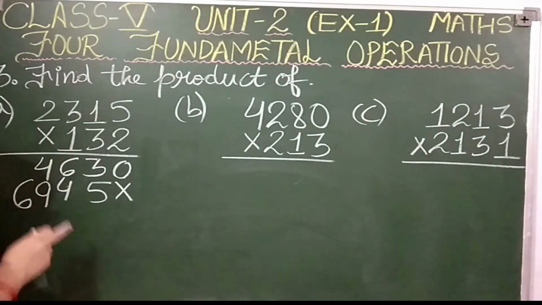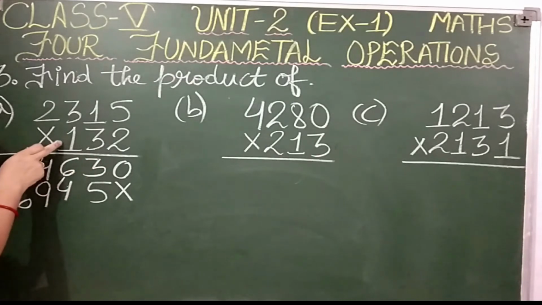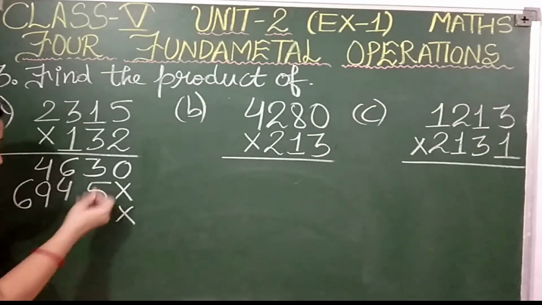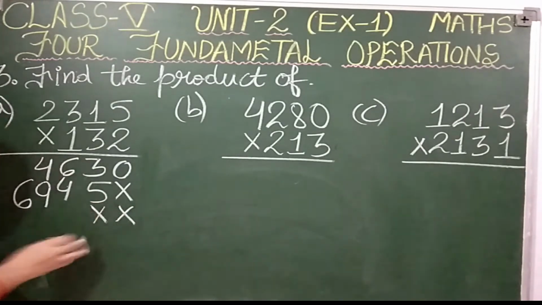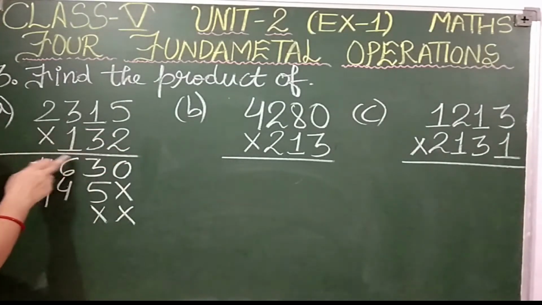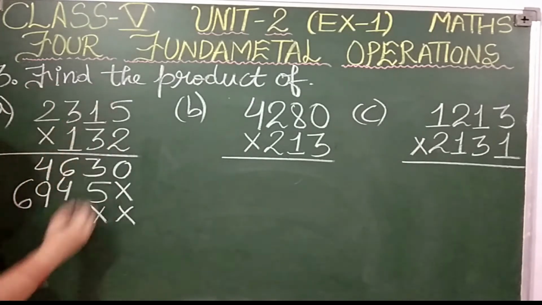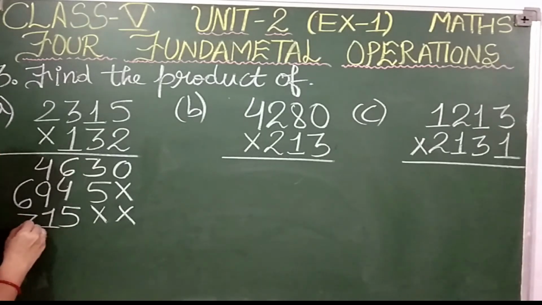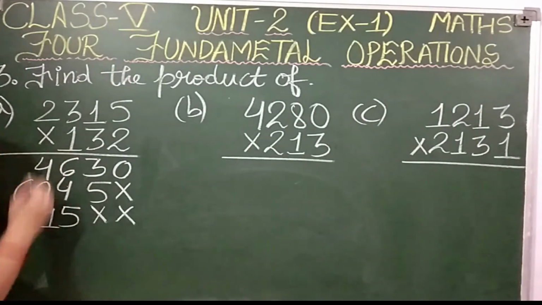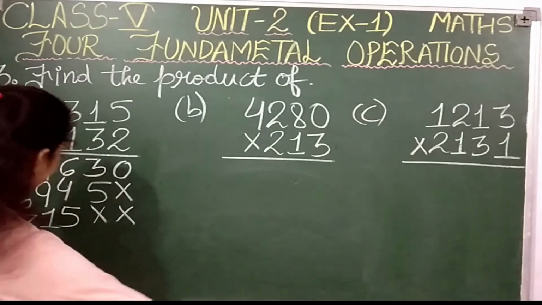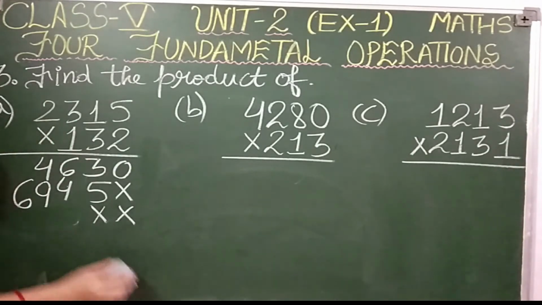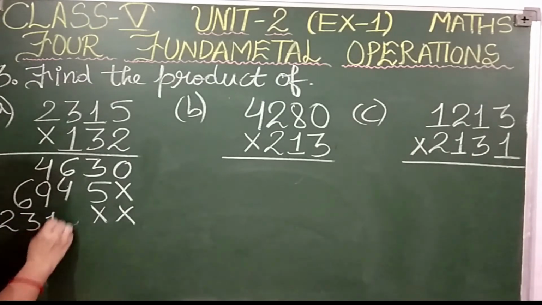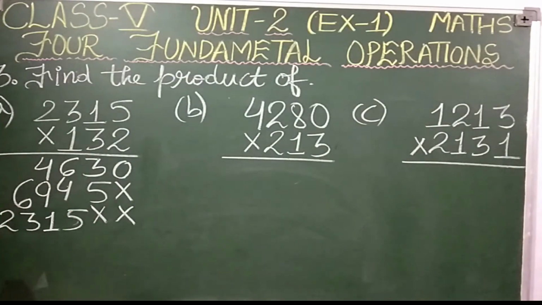Clear students? Now let us take the digit written at hundreds place. Ones place we have solved, tens place also we have multiplied now. So 2 crosses we are going to put. Now simply you can multiply 1 with each and every digit. 1 5s are 5, 1 1s are 1, 1 3s are 3, then 1 2s are 2. Let me write it bigger. 2, 3, 1, 5. Clear students?